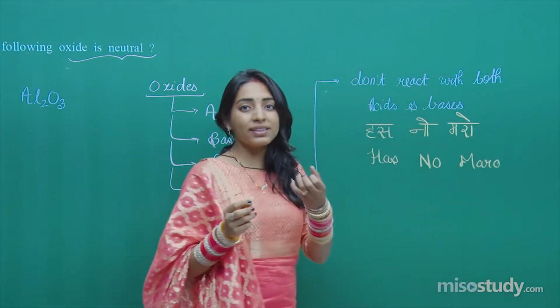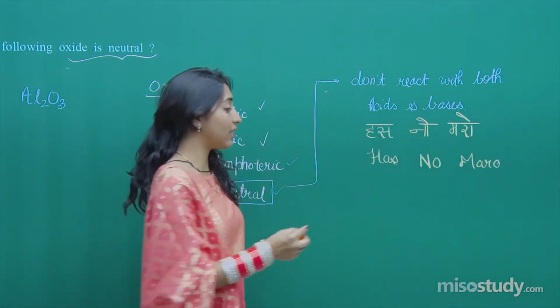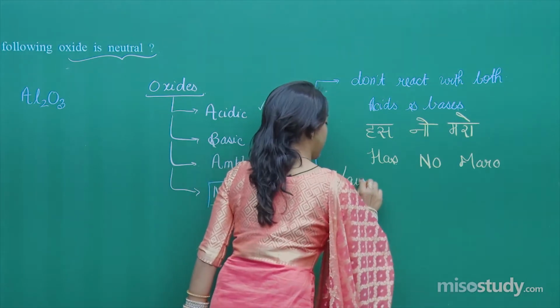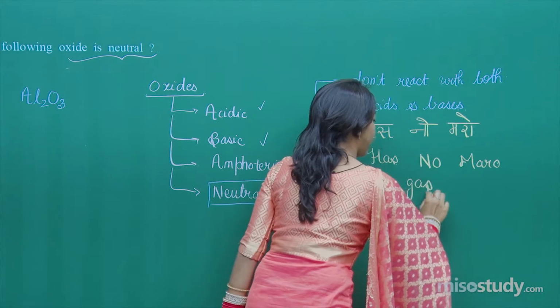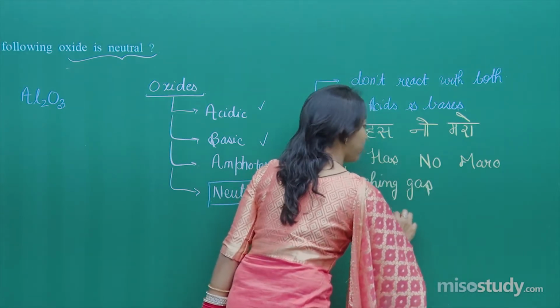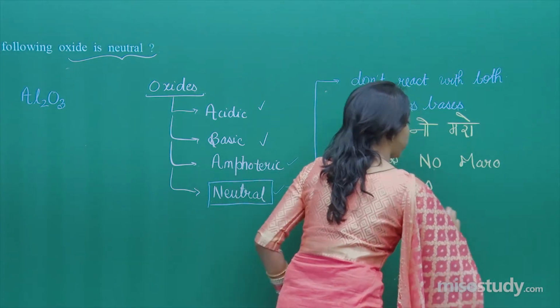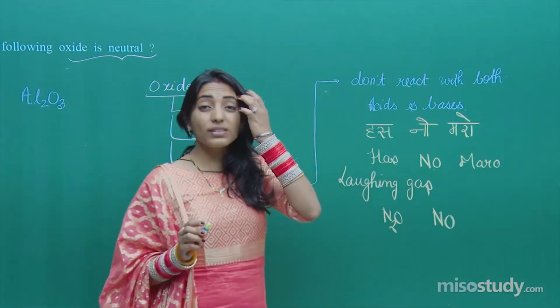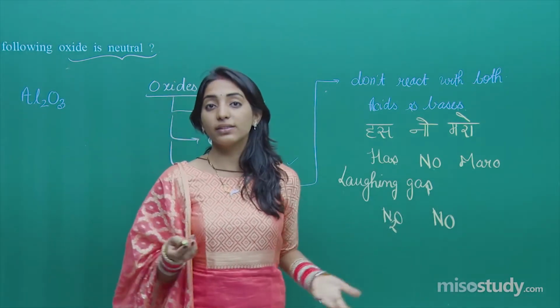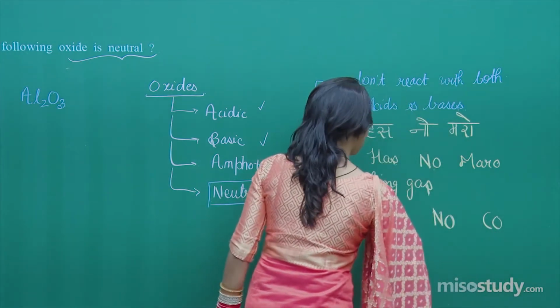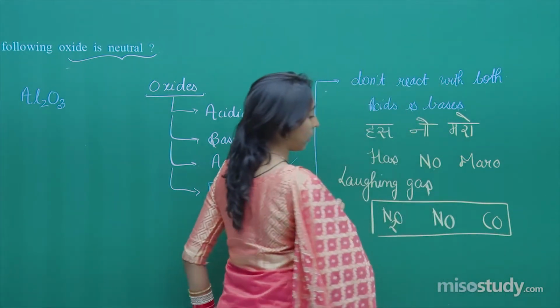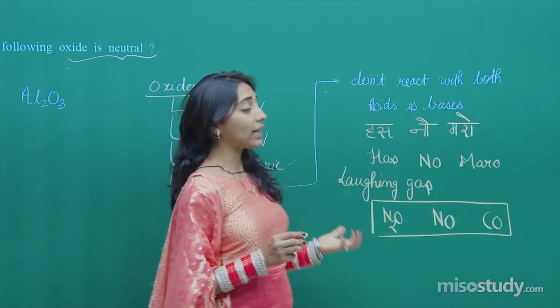Has is Hasna, smiling, right? This is laughing gas, and laughing gas has the formula N2O. NO is nitrogen monoxide, and Maro is the one which we say you die because of this particular gas, which is carbon monoxide. So these 3 are the oxides which are actually neutral.